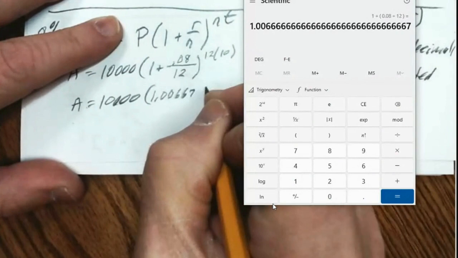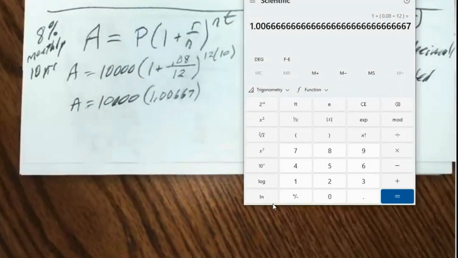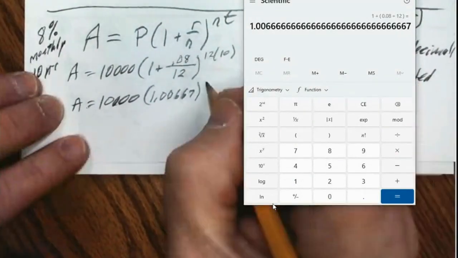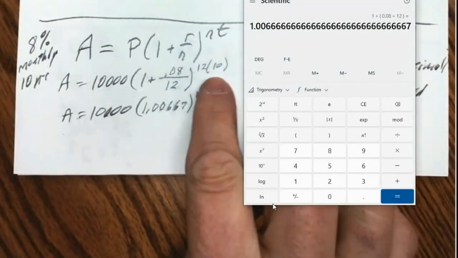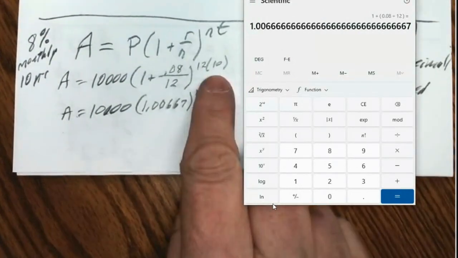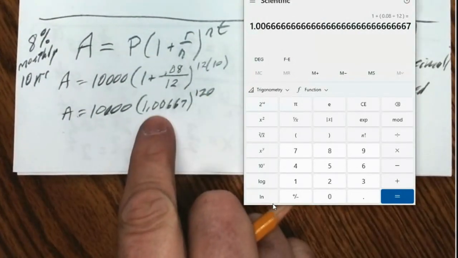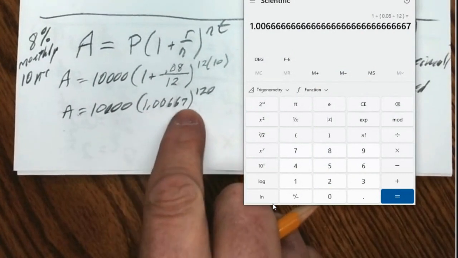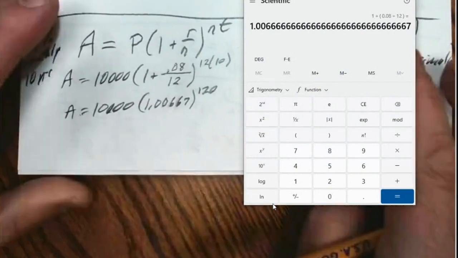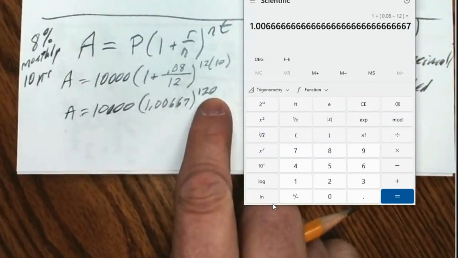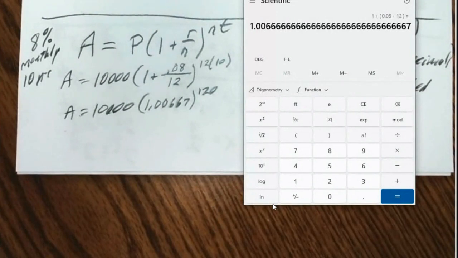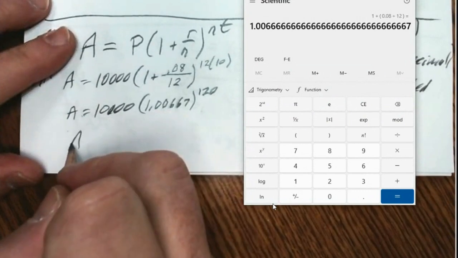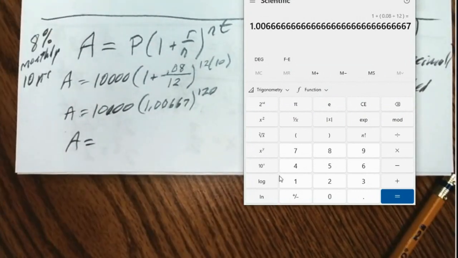1.00667. All right, and then 12 times 10 is 120, because that's how many months we're going. 10 years is 120 months, and this is how much we're getting every month. Every month we're getting 0.00667 interest added on top of that. But it's going to grow exponentially, because the first month we get a little bit of interest, but then the second month we're getting interest on that interest. And then each month after that, it just keeps growing. So let's see how much our 10,000 turns into.